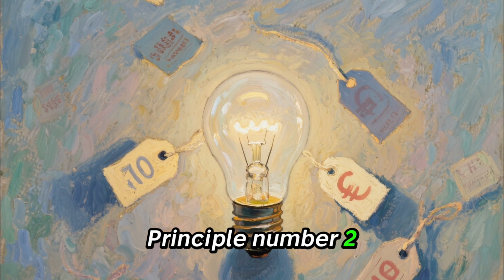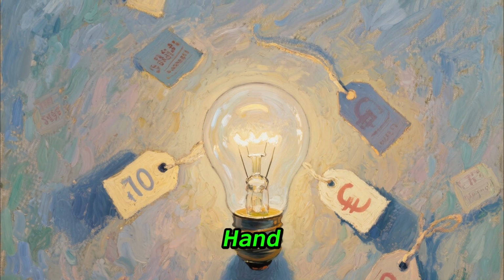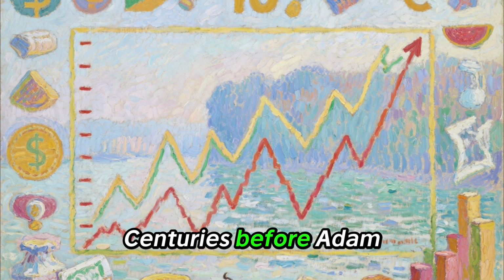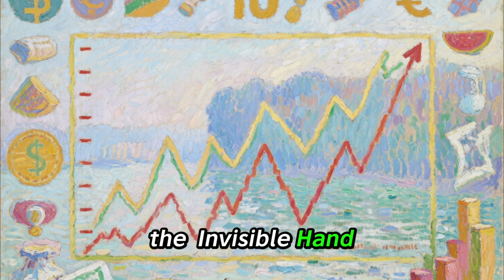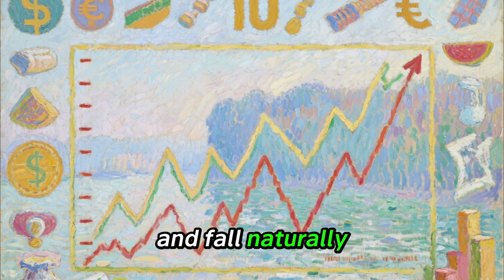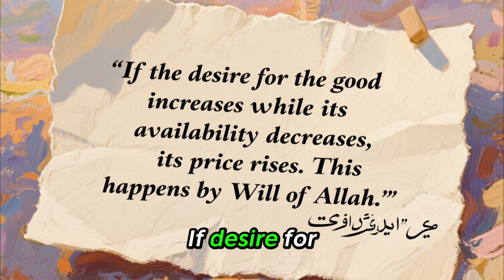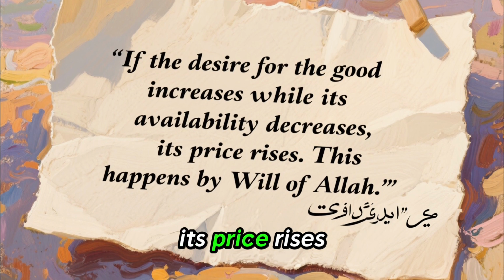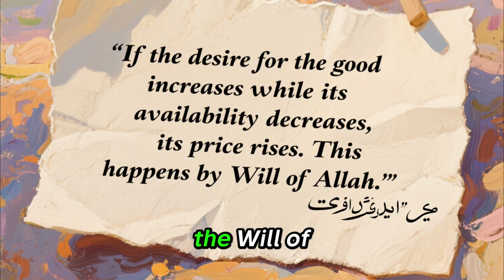Principle number 2, the natural price, the invisible hand. Now let's move on to the second principle. Centuries before, Adam Smith wrote about the invisible hand. Ibn Taymiyyah observed that prices rise and fall naturally. He famously wrote, "If desire for the good increases while its availability decreases, its price rises. This happens by the will of Allah."